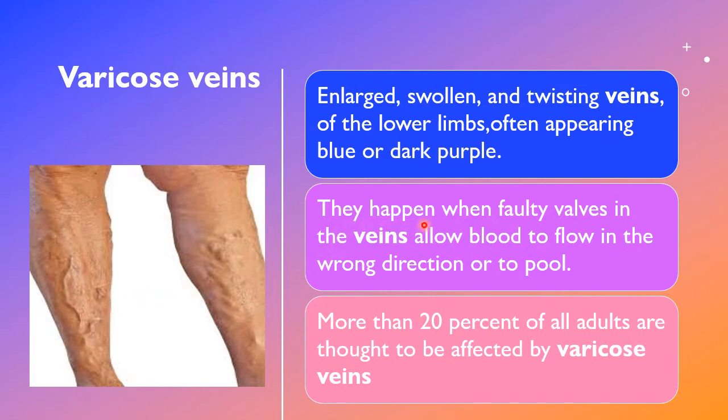They happen when faulty valves in the veins allow blood to flow in the wrong direction or to pool in the superficial veins. More than 23% of all adults are thought to be affected by varicose veins.